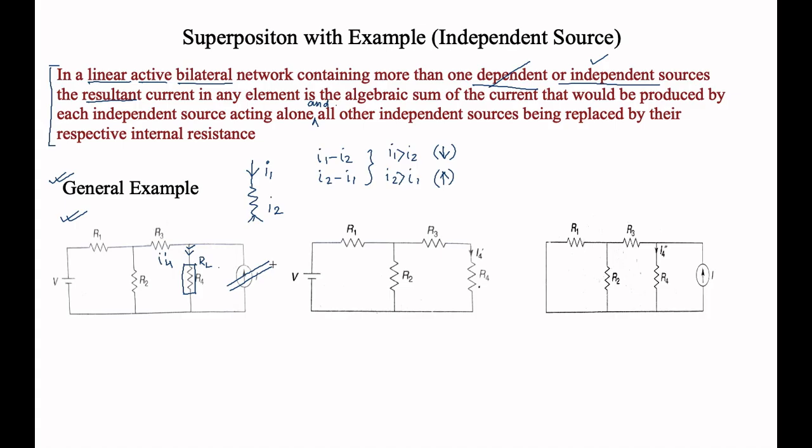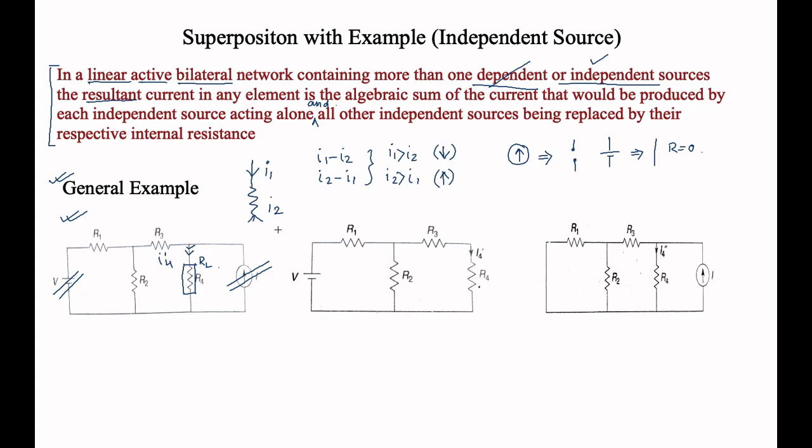How can we omit the current source? We replace the current source by an open circuit, which has infinite resistance. And when considering the current source only, we replace the voltage source by a short circuit, that is, R equal to 0. These are the internal resistances of the current and voltage sources.